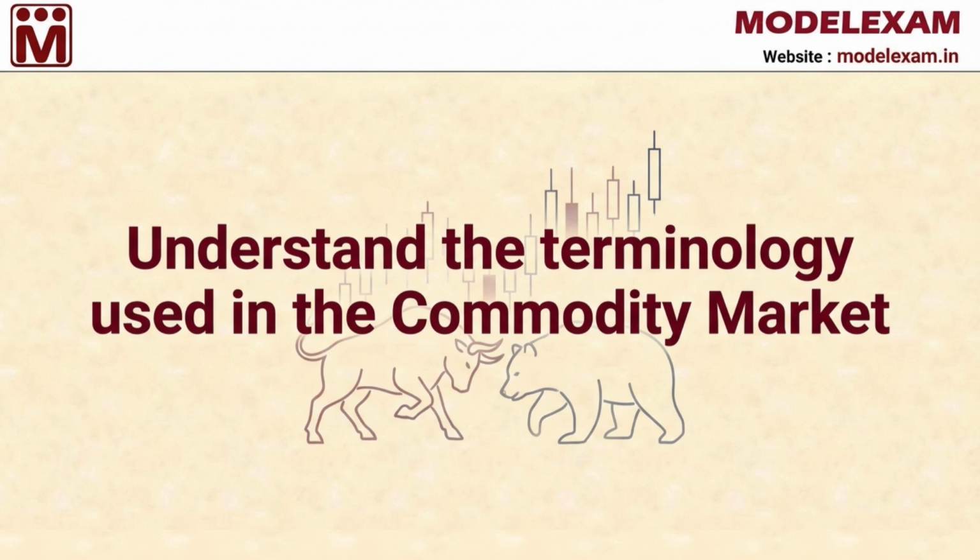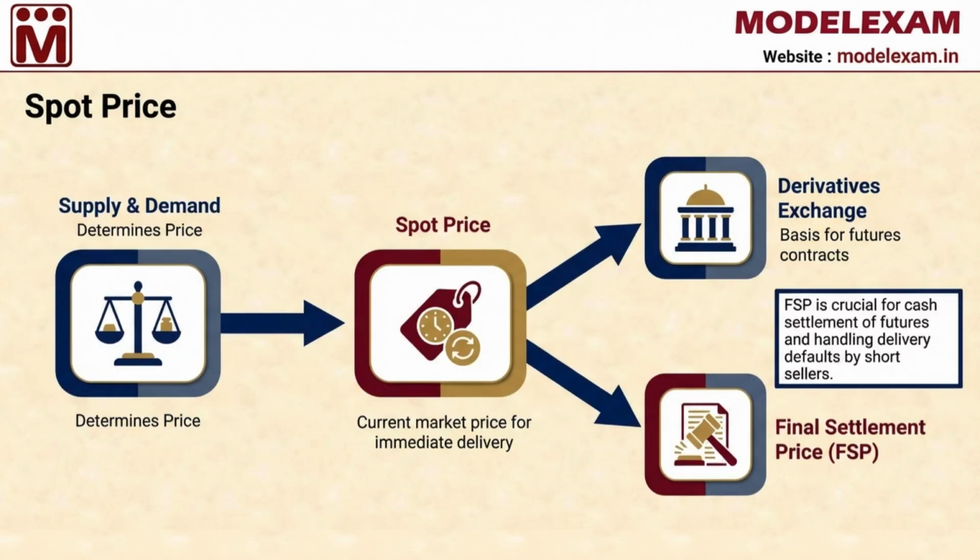In this video, we will explore the terminology used in the commodity market. While trading stocks is often about digital numbers, the commodity market deals with physical goods, which brings its own unique set of terms and concepts that you need to master. Let us start with the most fundamental concept, the spot price.